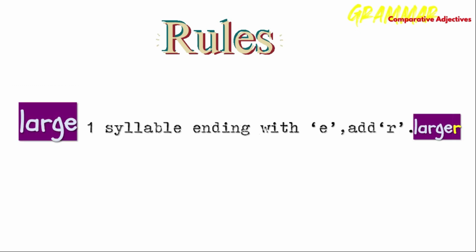Large. If the adjective has 1 syllable ending with E, we simply add R, like large. There's an E at the end of that adjective. To turn it into comparative adjective, we simply add R, larger. Safer.